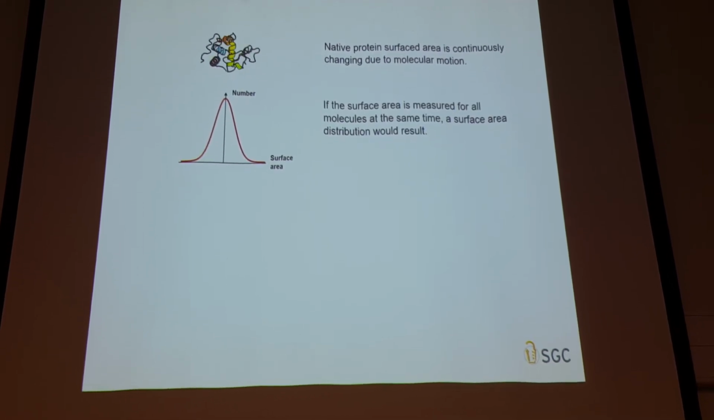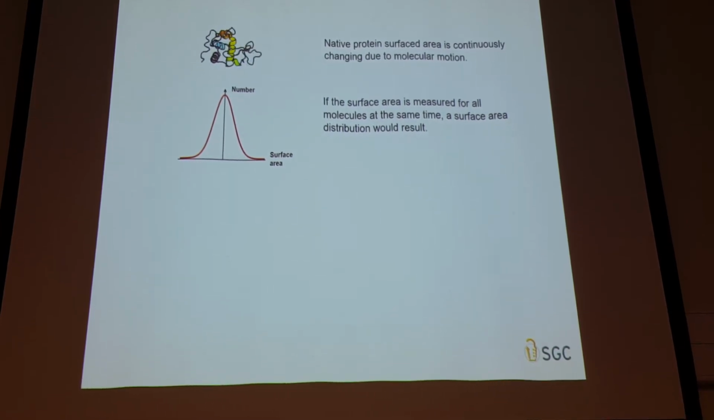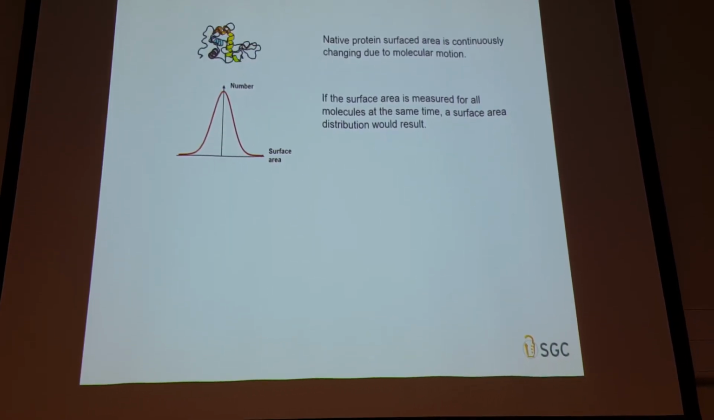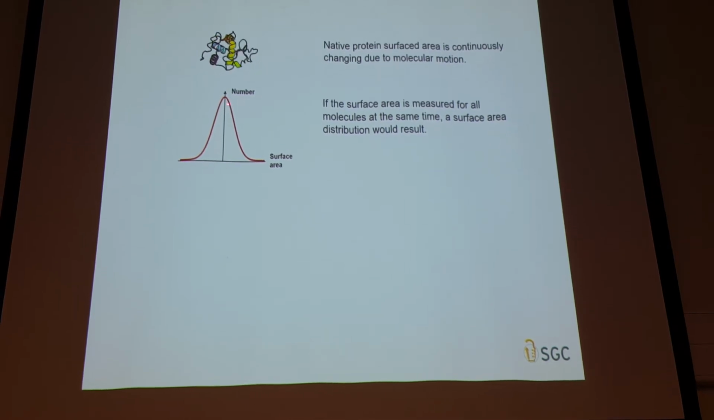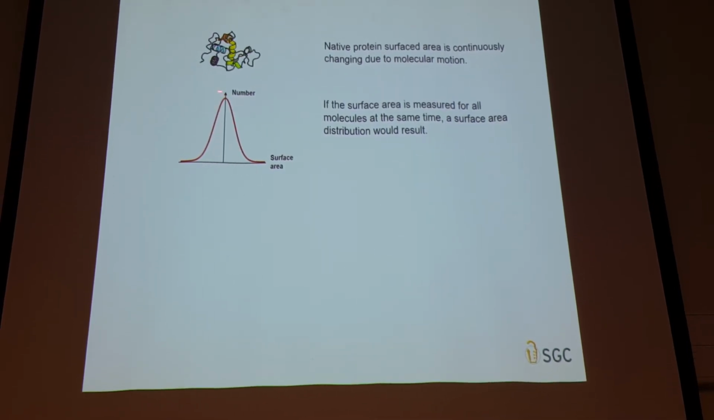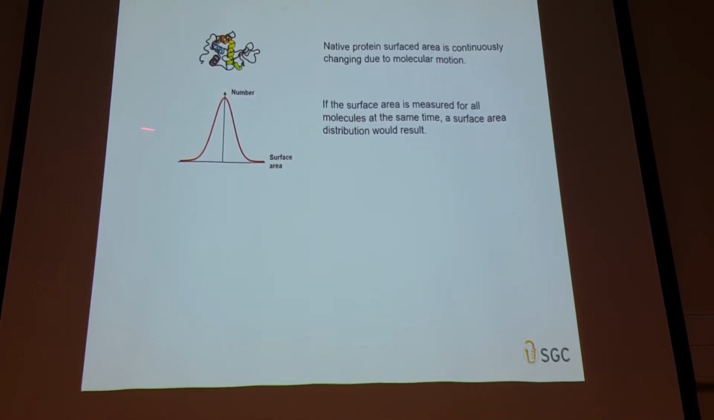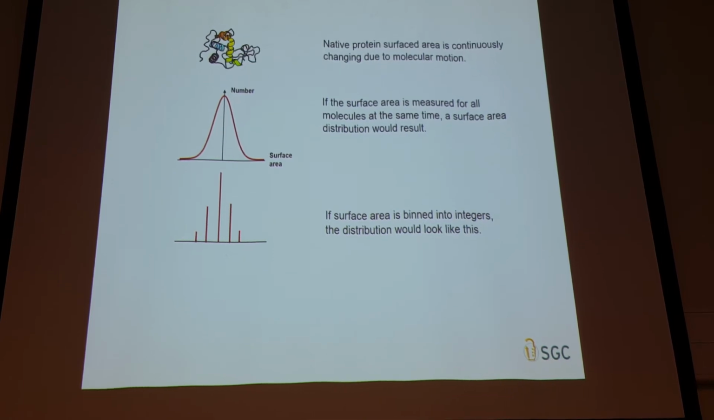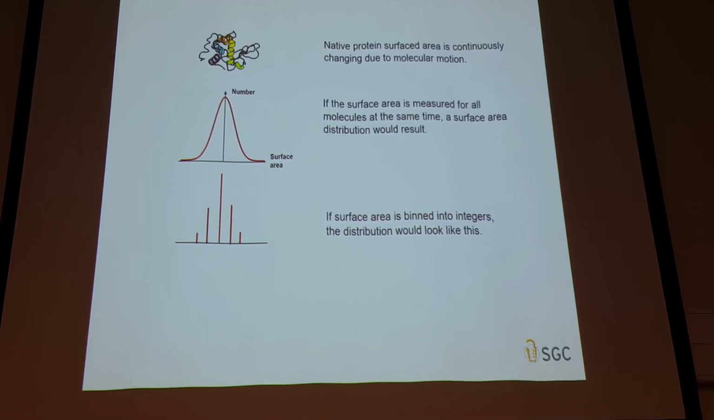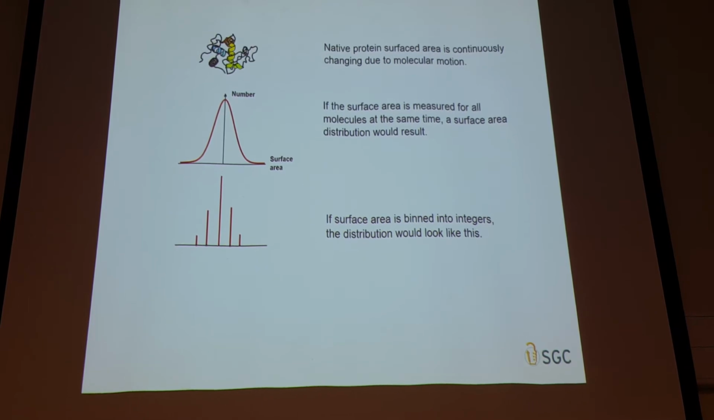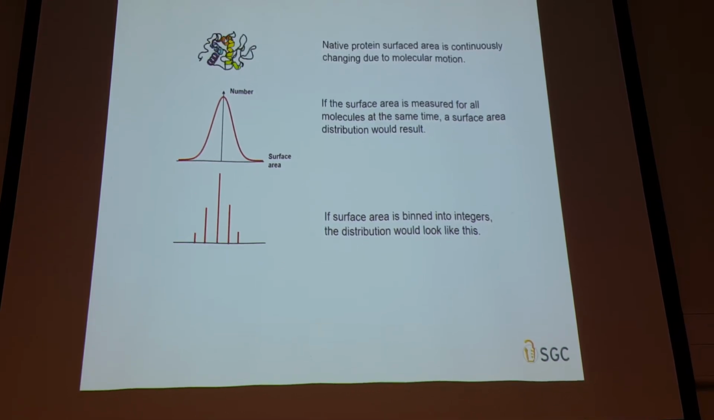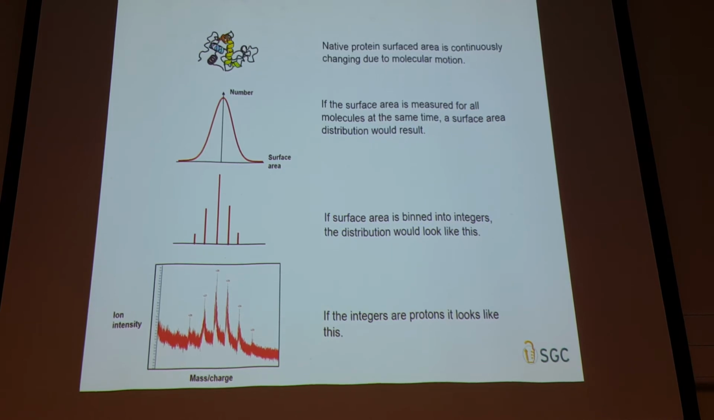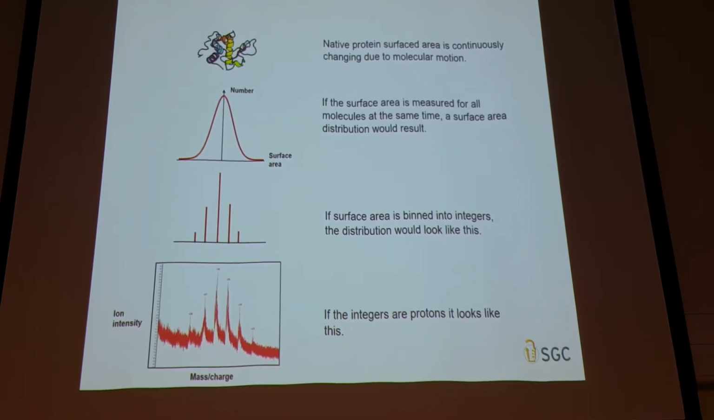Well, what will it look like? If you were able to measure the surface area, you would expect a surface area distribution. You would expect that the protein will spend most of its time in this surface area, some of its time with a slightly larger surface area, some of its time with a slightly smaller surface area. So you'd expect a Gaussian distribution. If you take that Gaussian distribution and bin it into integers, into whole numbers, it's going to look like this. If you now compare that with the native spectrum, that's what we're looking at. Those integers are protons.